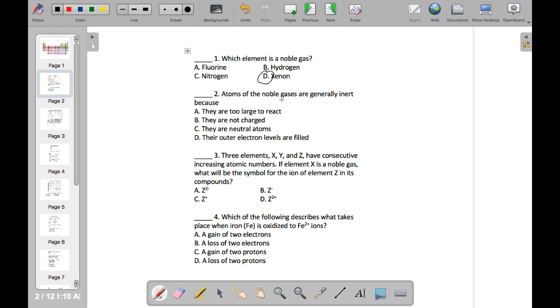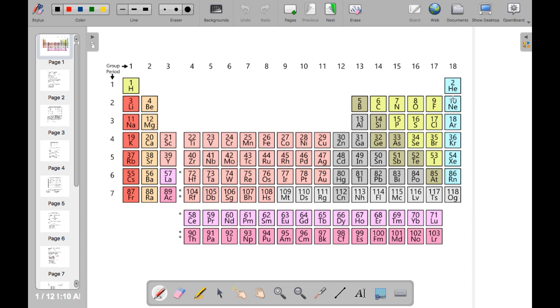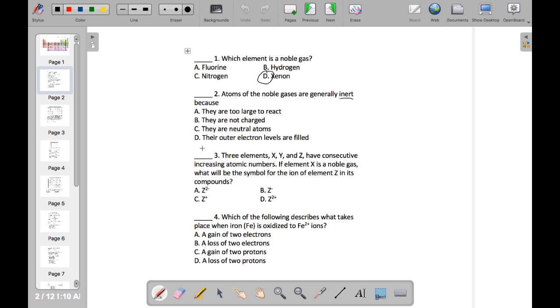Number 2, atoms of the noble gases are generally inert. Inert means non-reactive. They will not react with other elements. That's why they're noble gases. Now the question is why? Well, it's all about electrons. These gases have full valence electron shells. Their outer energy levels are full of electrons, therefore they will not react. And that is answer D.